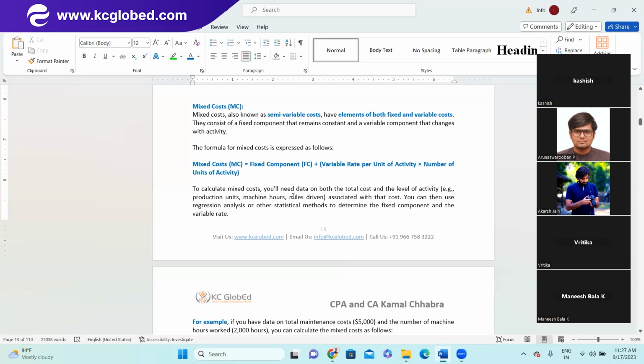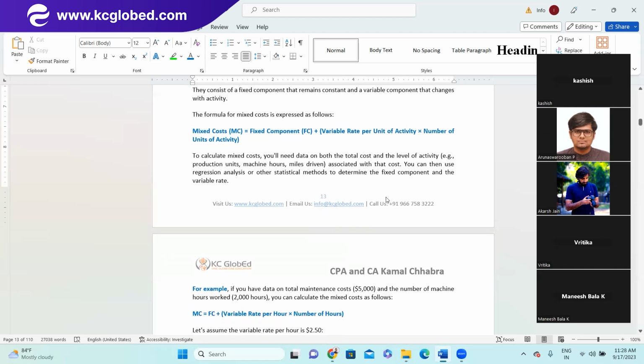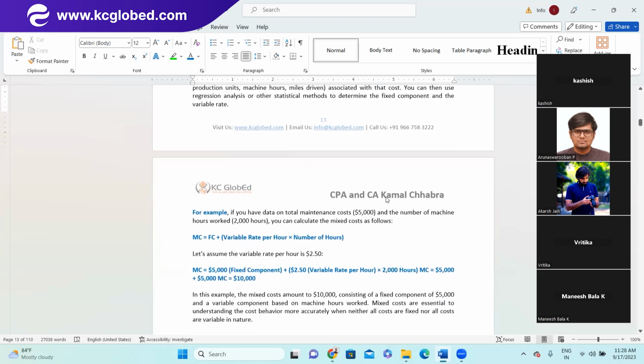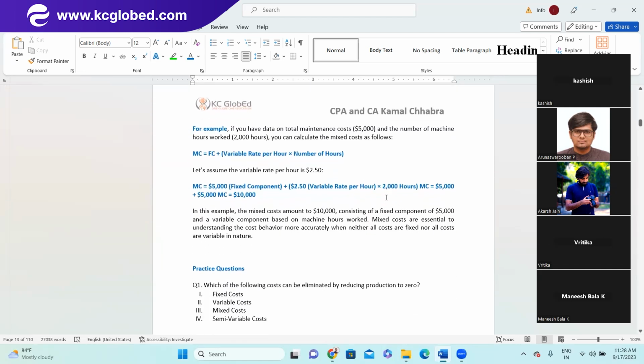To calculate the mixed cost, you will need data on both total cost and the level of activity, that is production units, machine hours, miles driven, as the case may be, associated with that cost. You can then use regression analysis or another statistical method to determine the fixed component and the variable rate. So there's an example to it.